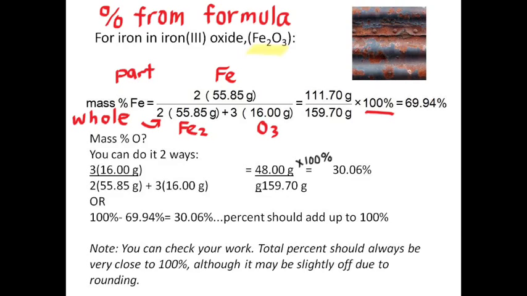Now suppose we also wanted to know how much oxygen we had. Well, there are two ways to do it. We can do it the way we just did it for iron, except put in the 3 oxygens and divide them by the total mass and multiply by 100% and get 30.06%. Or, since there are only 2 elements in this compound, you can take 100%, the whole, subtract the 69.94%, which is iron, and you come up with 30.06%. The percentages should add up to 100%, and this is a way to check your work.